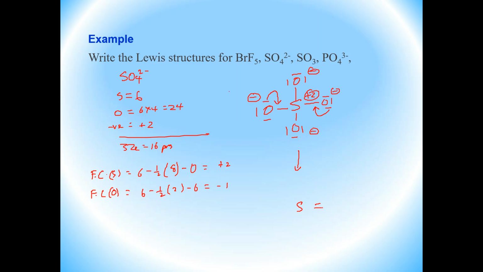S, double bond, O, double bond, O, single bond O with a minus charge here, single bond O with a minus charge here. And again, this is an example where the central atom has more than 8 electrons, the sulfur. Sulfur has 1, 2, 3, 4, 5, 6 times 2, 12 electrons on its outer shell. So again, this is an example of an expanded octet situation. Okay, let me work the other examples.